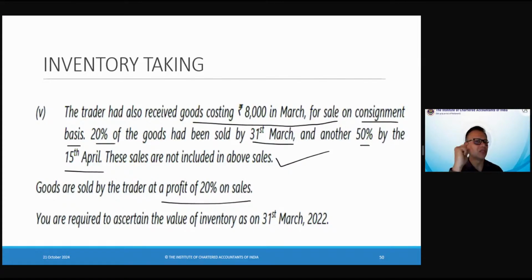Now that means we have got the information on the profit margin also. You are required to ascertain the value of inventory as on 31st March 2022. Now the 15th April value is given. You have to calculate on 31st March, which means you have to think of the opening stock and what all things we have to add to it and what all things we have to deduct from it, and how to calculate it. Let us see.